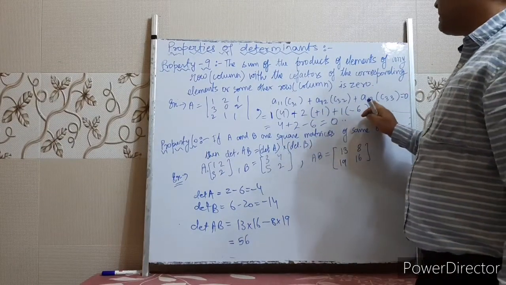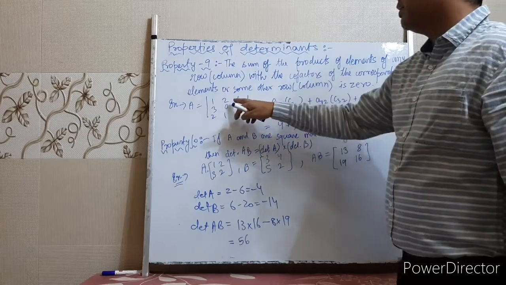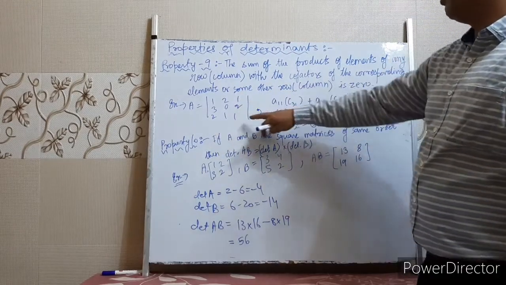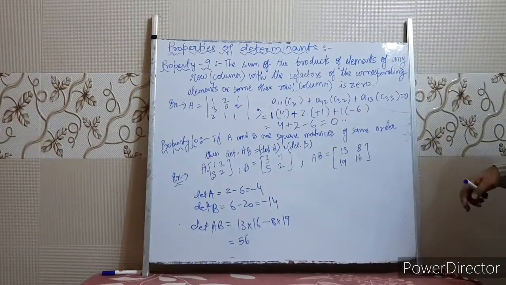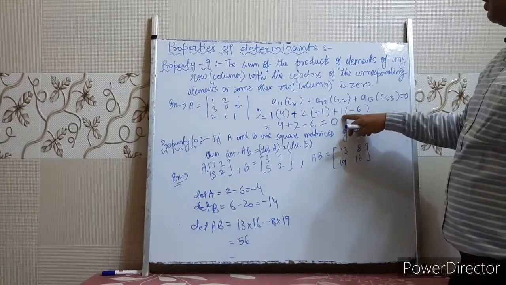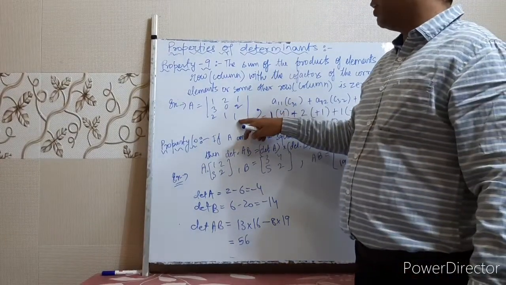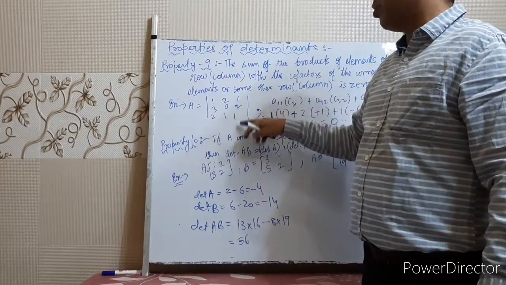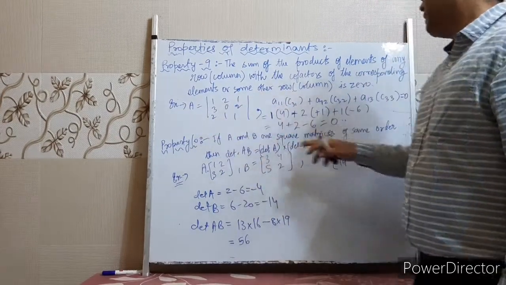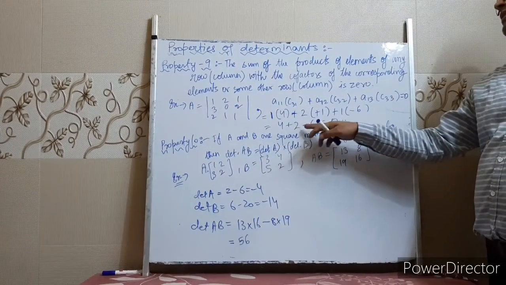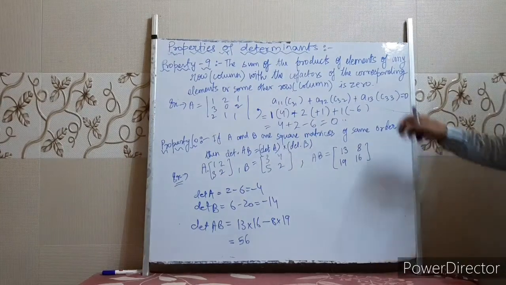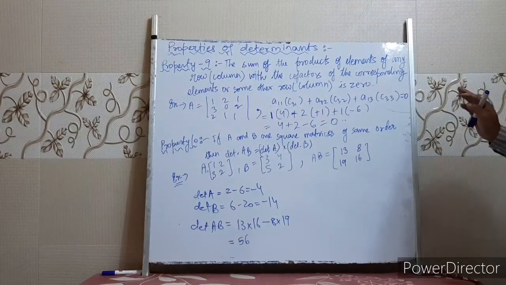Now when you see this place for this product, first row, third column into the cofactor of third row, third column. So first row, third column, we have element 1. If you calculate the cofactor of third row and third column, what will we get? This row and this column will get cancelled. 1 minus 6. It will be minus 6. So you can see clearly the result is 0. Hence this property is true. We have verified this property.